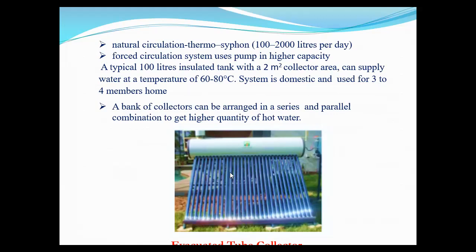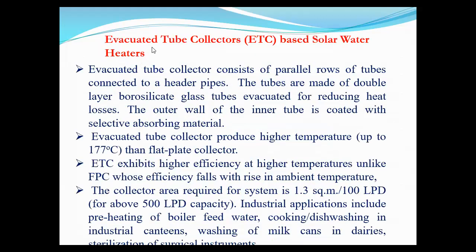This is another type of collector, the evacuated tube collector, consisting of the lower header and upper header. Between them, we have the evacuated tubes, and the water is flowing through those evacuated tubes. Solar radiation falling on this tube gets absorbed by the water flowing through the small tube inside the evacuated cover. And due to evacuated tubes, heat loss decreases and efficiency is higher. Evacuated tube collector based solar water heater.